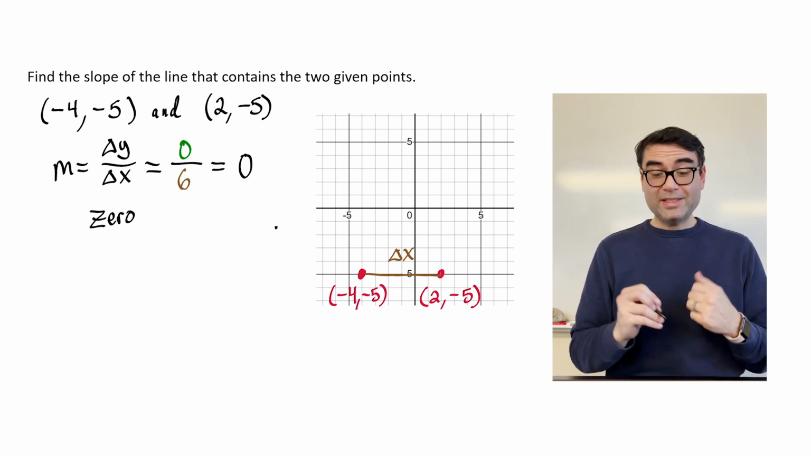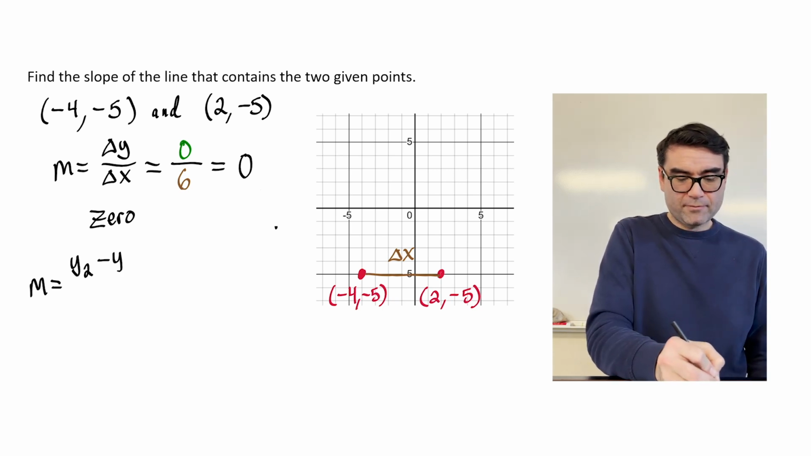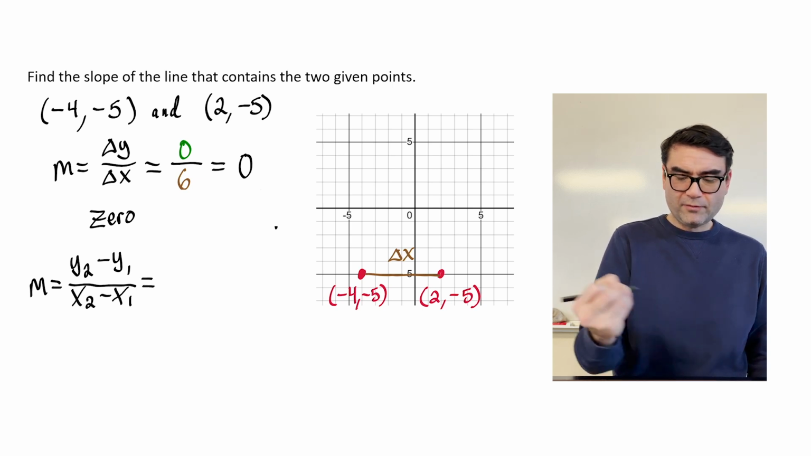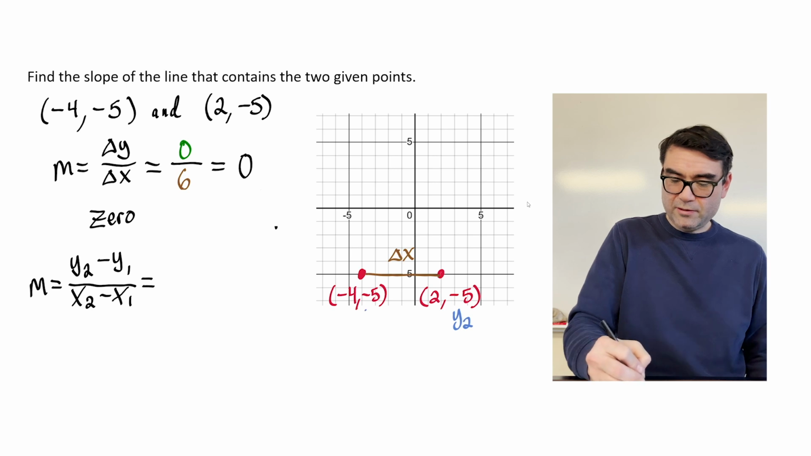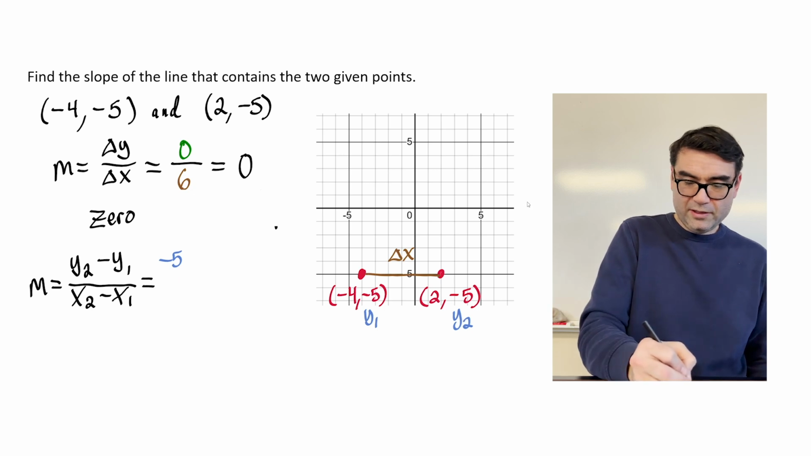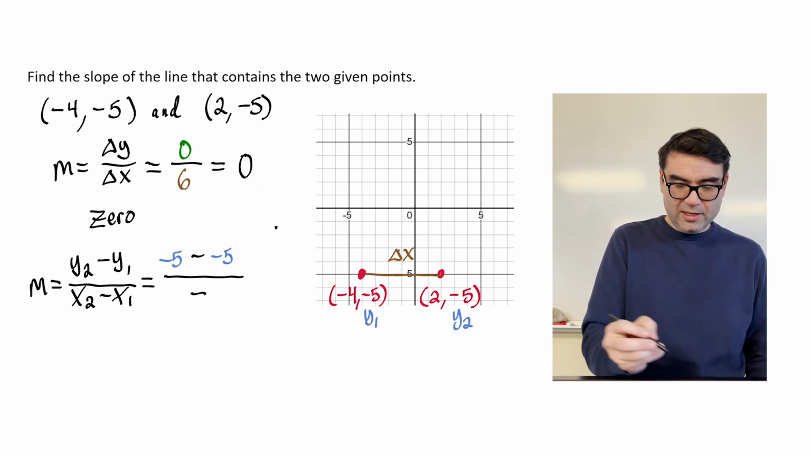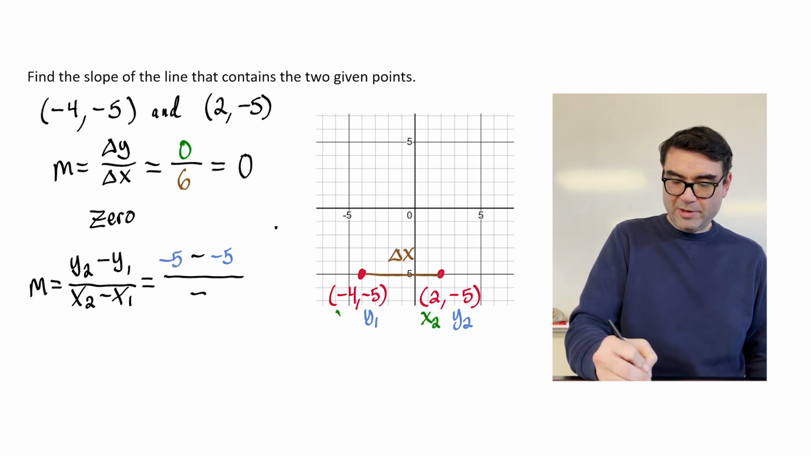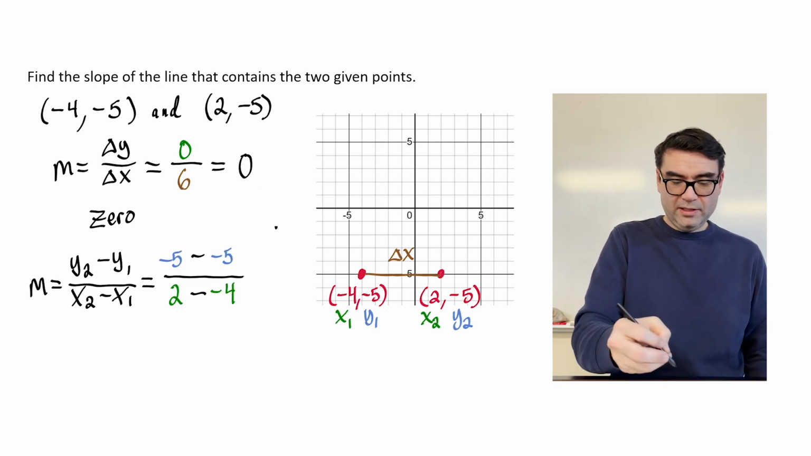Now, would I have found the same result by using the formulas before? Let me go ahead and write it. Okay, so let me correctly label my y2, y1, and x2, x1. y2, y1. So I'll write them over here, -5 and -5. I'm going to subtract them over another subtraction of my x2 minus my x1, and that'd be 2 minus a negative 4. And let's see what happens here.